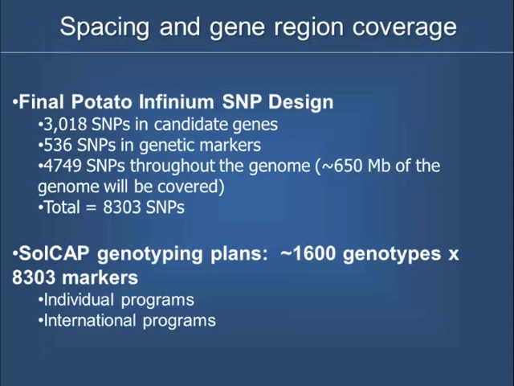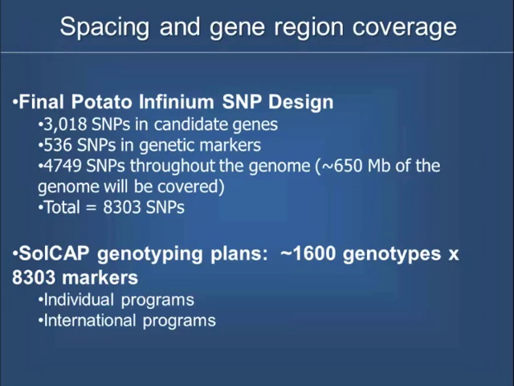Then this is, I think, the power of having the sequence: the rest of the SNPs, based upon where they are in the genome, were chosen to maximize the coverage. So when it was all said and done, about 650 megabases of the genome was covered by our SNPs. And if you remember, Robin talked about there being 727 megabases in the DM genome that was sequenced. I think we're in a pretty good place. Okay.